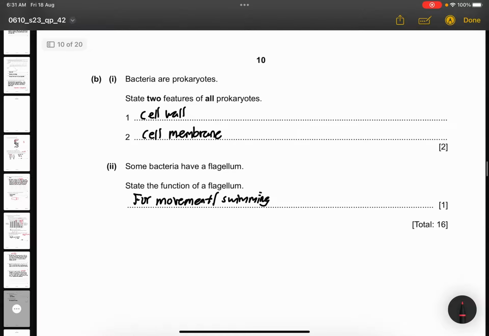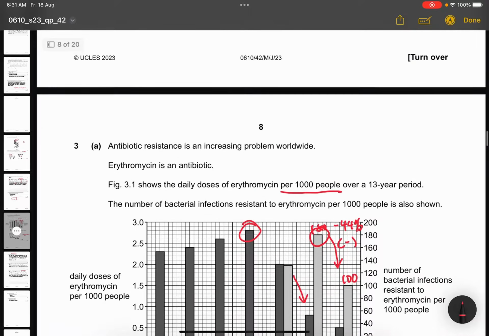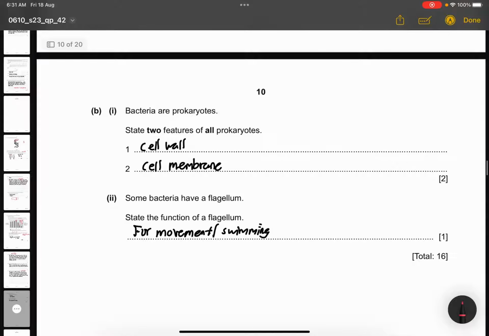Okay, question 3, B part 1. Bacteria are prokaryotes. State 2 features of all prokaryotes. So cell wall and cell membrane. There are a lot more. Circular DNA. There's also a lot more. So this is not the only answer. You just have to state 2.